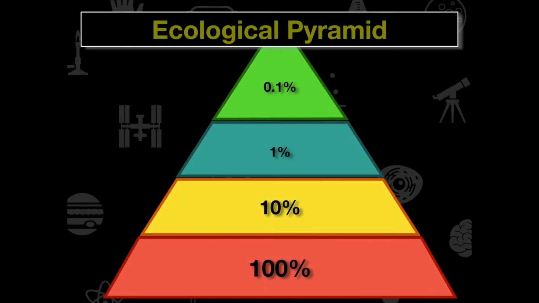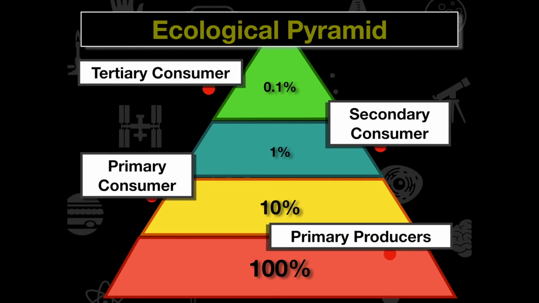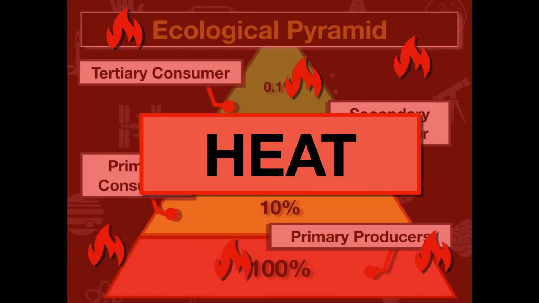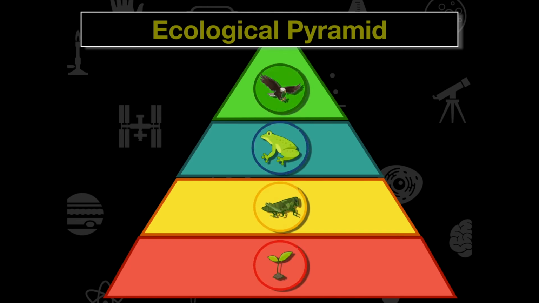Now, when we talk about energy transfer in an ecological pyramid, we want to think about it in this sense. Only 10% of the energy is transferred from primary producer to primary consumer, from primary consumer to secondary consumer, and from secondary consumer to tertiary consumer. As you move up the pyramid, we lose energy, and that energy is lost in the form of heat. So if we were to give a hypothetical example here, let's say we have our eagle, our frog, our grasshopper, and our plant. The plant is consumed by the grasshopper, the grasshopper by the frog, and the frog by the eagle.